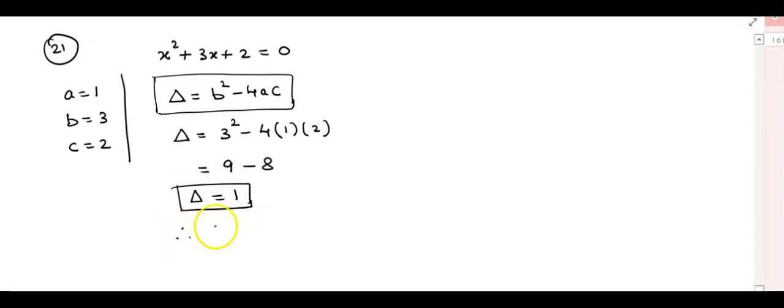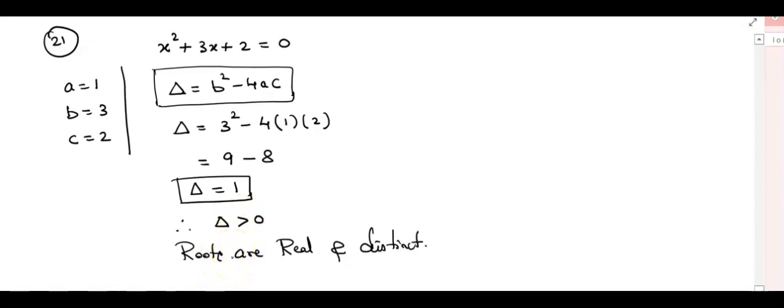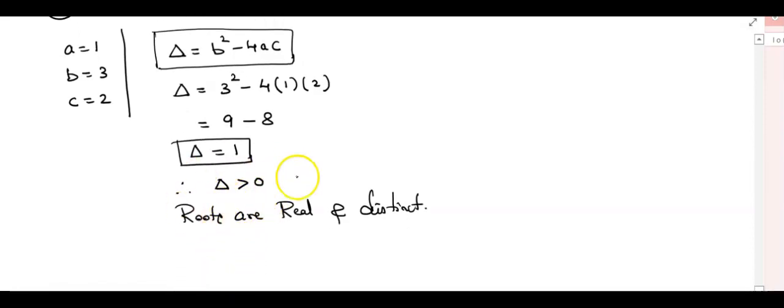Now we can say that therefore delta is greater than 0, correct? As you can see, the discriminant value is 1, delta is greater than 0. We can say that roots are real and distinct. Why are roots real and distinct? Because delta is greater than 0. If we get delta value greater than 0, meaning positive numbers, then we can say that roots are real and distinct.